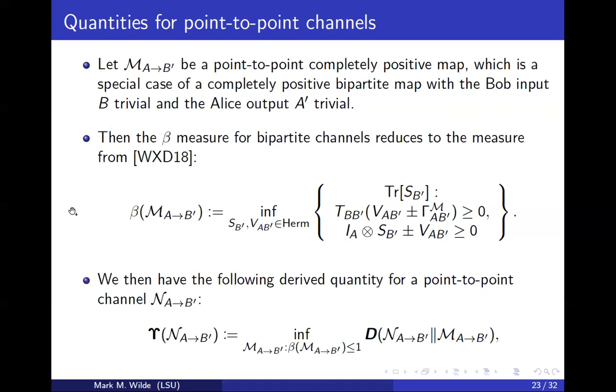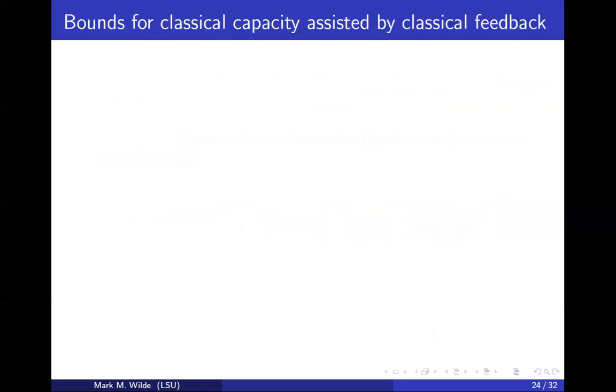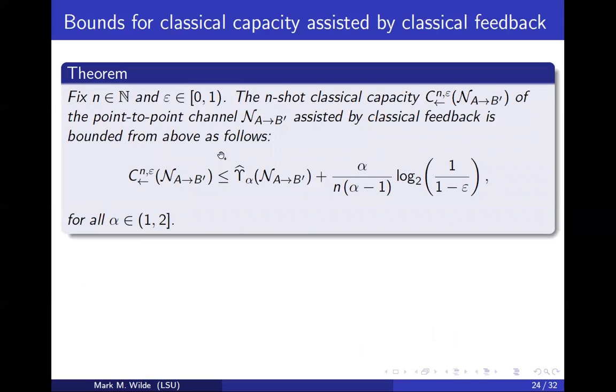Okay, and then you can have this derived quantity for a point-to-point channel. This appeared in later work of Shin and Kun Fang. Okay, so the theorem that we have is very similar to the previous one. It's that the n-shot feedback-assisted capacity is bounded from above by the geometric Upsilon information plus a correction term related to the finite size parameters.